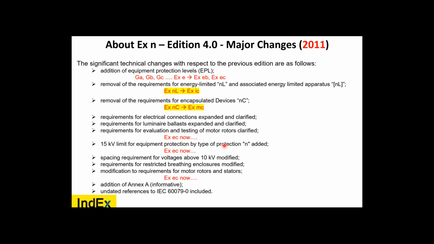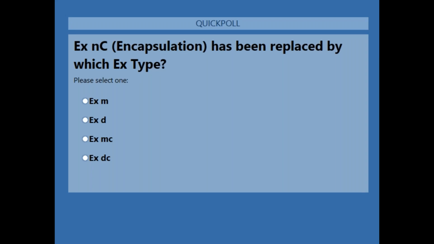There's been a lot of changes, and it's understandable that people are confused. I do not hold that against any of you. So let's start asking some questions. EXNC, encapsulation, has been replaced by which EX type? Whoever just answered first, you got it right.